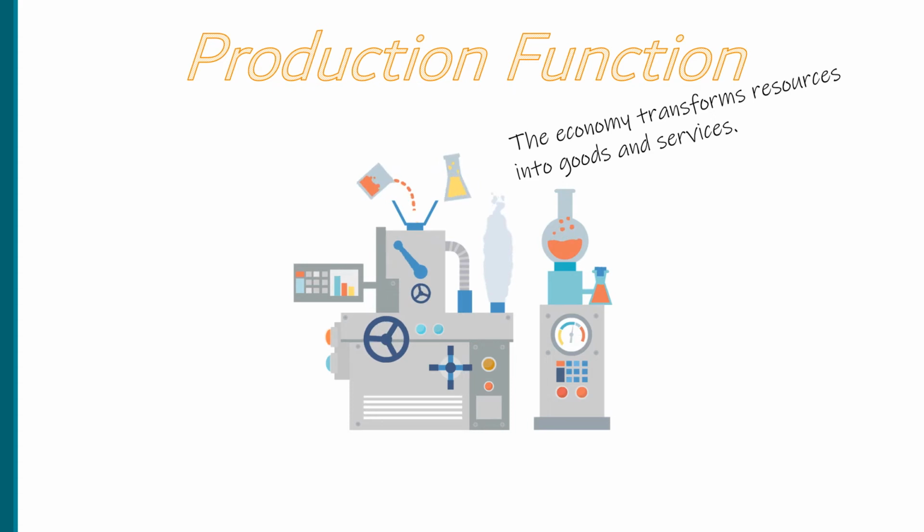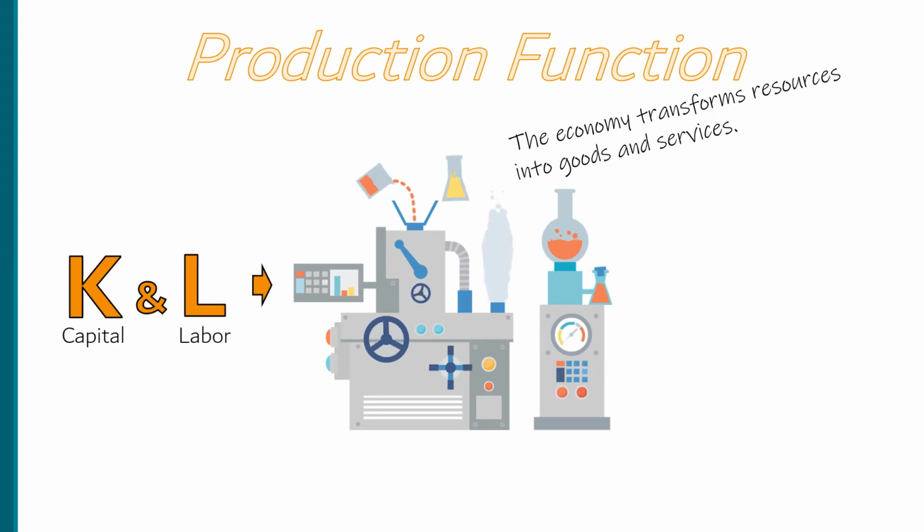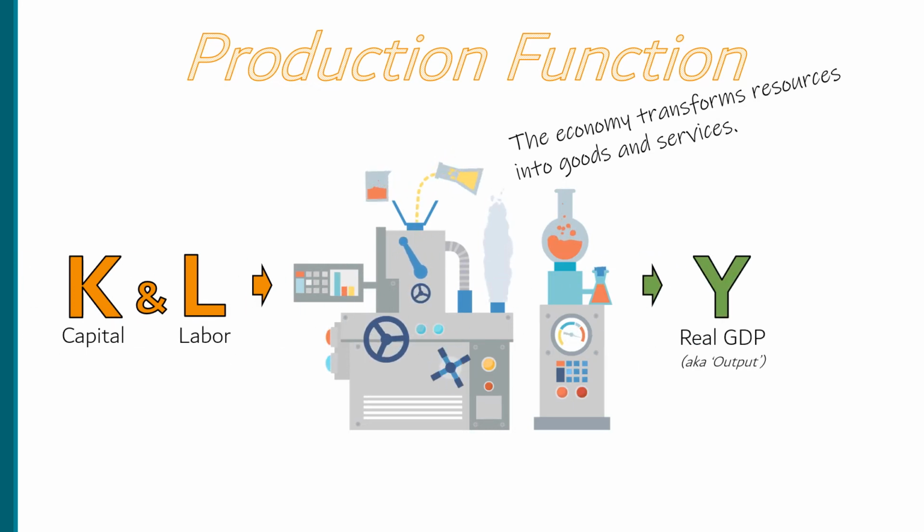But that doesn't just happen automatically. It takes people and tools to make that happen, or as we call them, capital and labor. These are the basic inputs for the economy. Using capital, which we represent with the letter K, and labor, which we represent with the letter L, we are able to transform resources into goods and services. The total amount of goods and services produced by this process is our real GDP, aka the economy's output, which we represent with the letter Y.